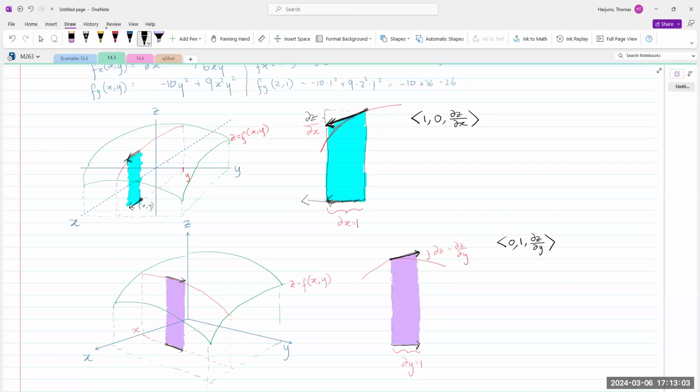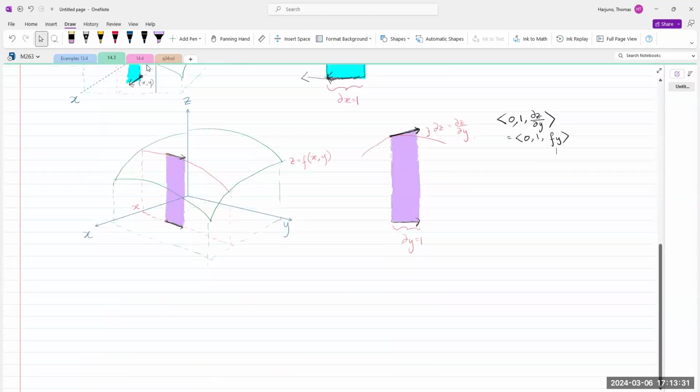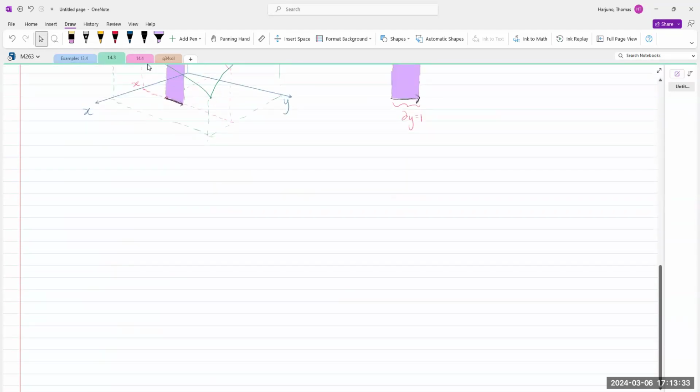We don't need it now, but it would be nice if we are aware of that. Of course, we can also write this as 1, 0, f sub x, and this one here as 0, 1, f sub y. So I hope when you graph that, you know what we are talking about when we say partial derivative with respect to x, partial derivative with respect to y. The next example.